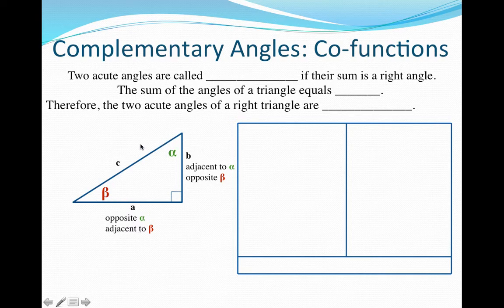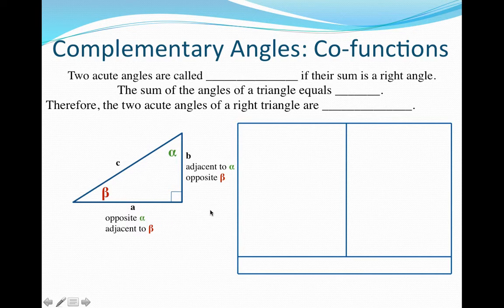Now, when we are looking at this triangle, I need you to be sure that you understand that when I take angle beta and I look across the triangle from angle beta, that side B is the side opposite of beta. If I'm looking from angle alpha, side B is the side that is adjacent to alpha. So side B is next to or adjacent to alpha and across from or opposite from beta. Likewise, side A is opposite angle alpha but adjacent to angle beta.